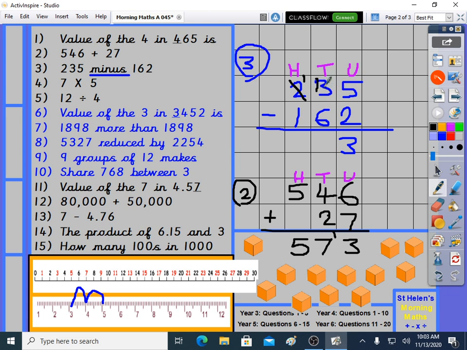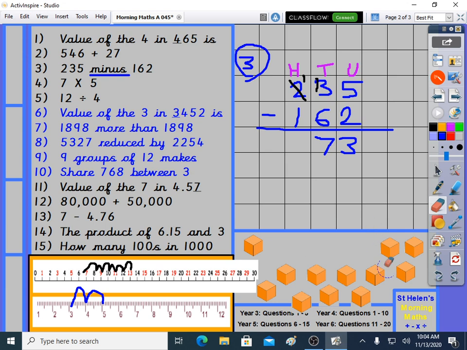So it says 13 now. So it used to be 200s. We made it go down to 100. We brought the other 100 over here. So we have 13 tens take away 6 tens. We can do that. 13 take away 6. Take away 1, 2, 3, 4, 5, 6. We get 7 tens. And 100 take away 100 is no hundreds. Nothing at all. You don't need to put that 0, do you? So the answer is 73.